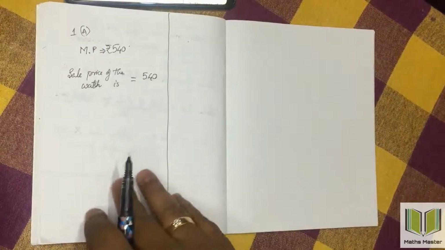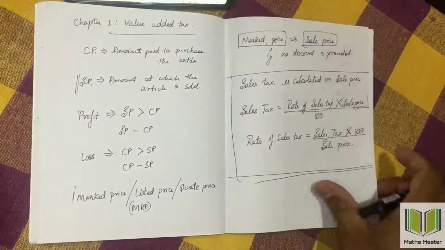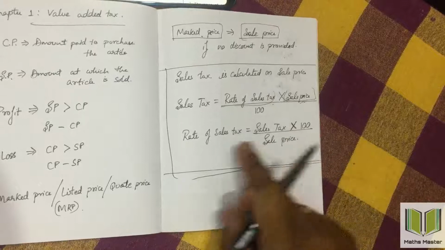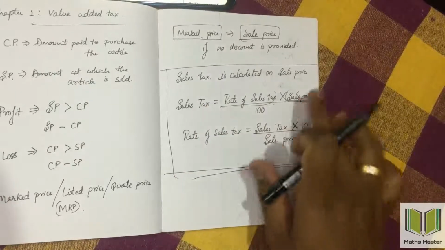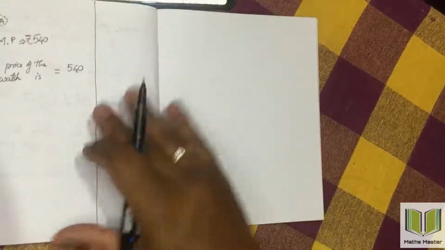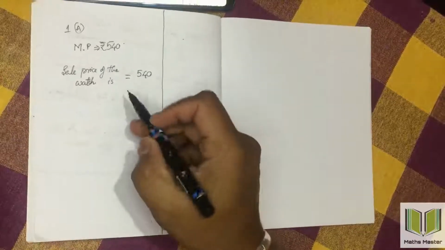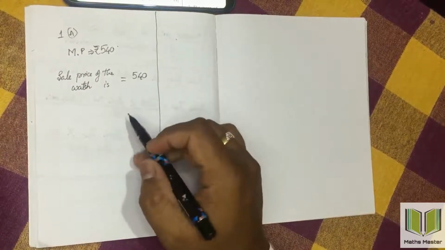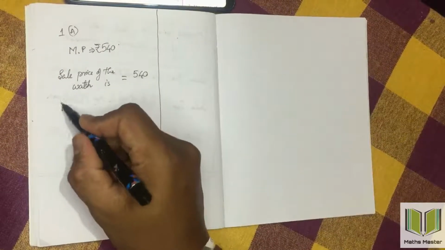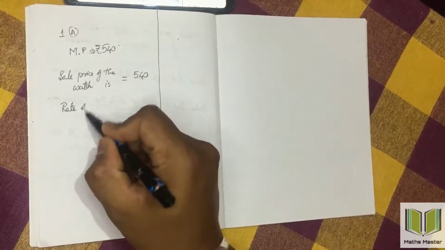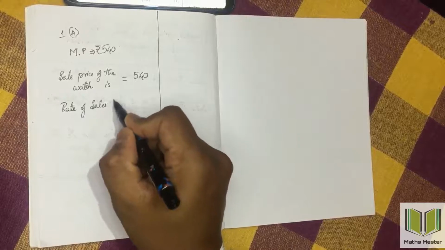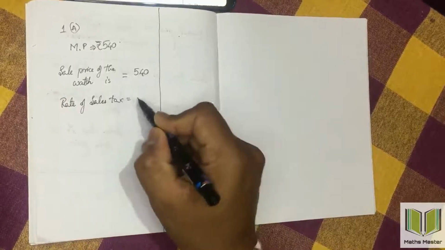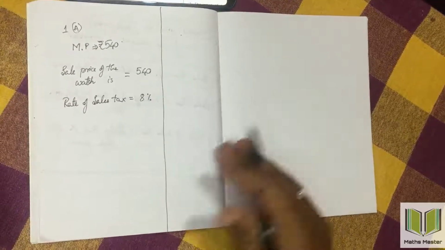Why I'm taking it in terms of sale price is because we came across the formulas in terms of sale price and not in terms of market price. I wanted to keep it that way. So sale price of the watch is 540 rupees, given in the question. Now they have also given the rate of sales tax. Rate of sales tax is equal to 8%, clearly mentioned in the question.